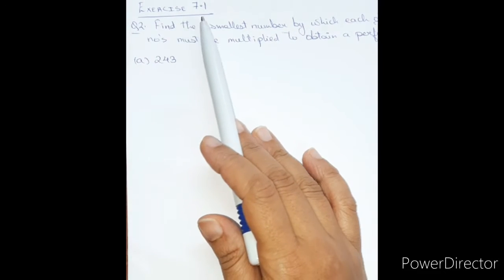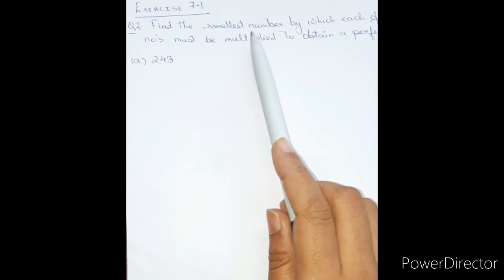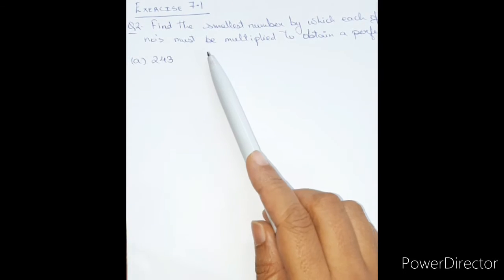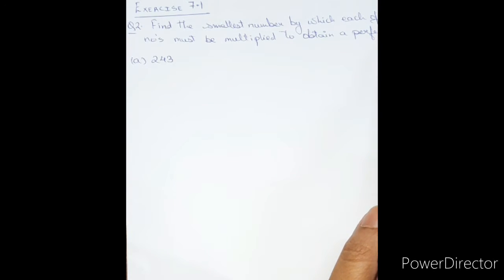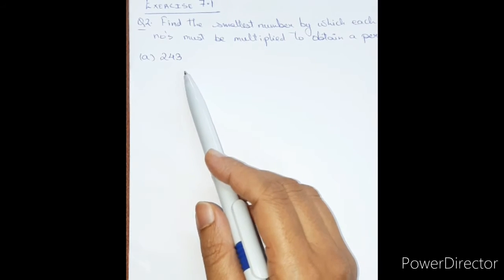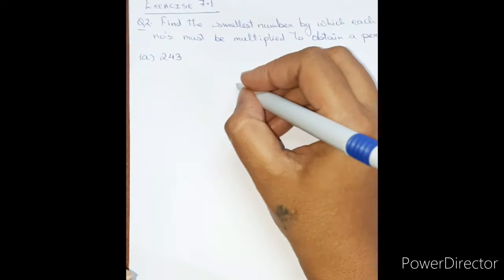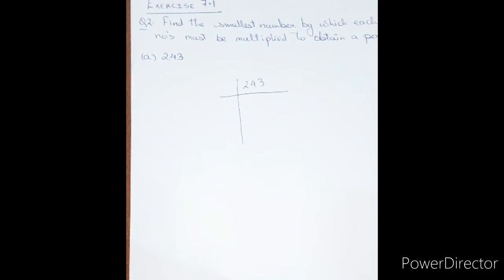Today we will see exercise 7.1, second question, which says you need to find the smallest number by which each of the following numbers is to be multiplied to obtain a perfect cube. Okay, I will solve the first one for you, 243. Let's do it by the prime factorization method. 243.